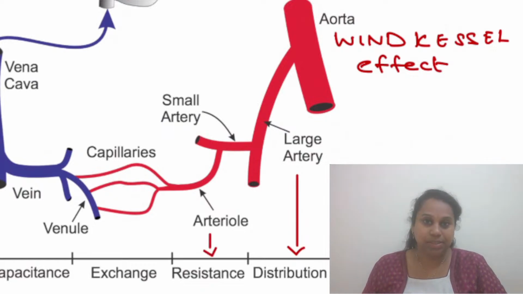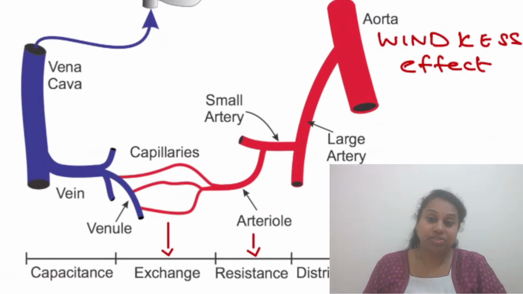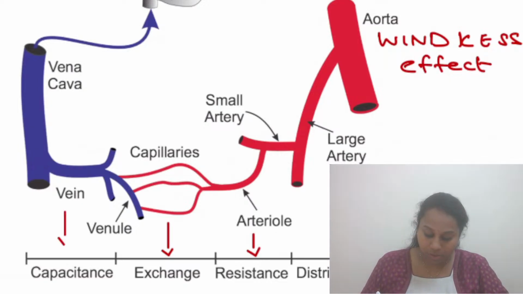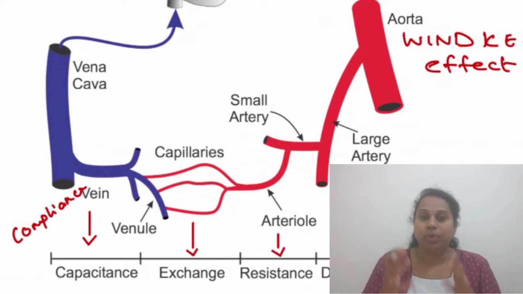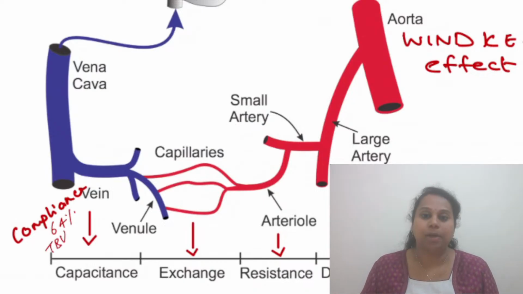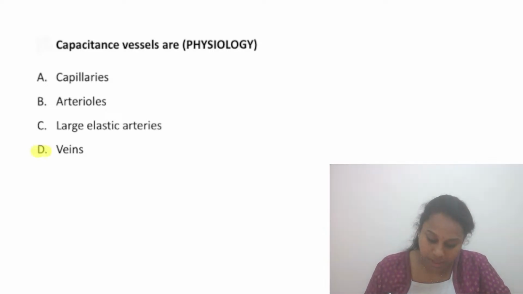Arterioles are called resistance vessels because they have smooth muscles. When smooth muscles constrict and relax, that gives a resistance. Capillaries are called exchange vessels because capillary fluid shift, the exchange happens at the level of capillaries. And veins are called capacitance vessels because veins have a huge compliance. Compliance means the property to stretch. Veins can stretch a lot and they can hold a lot of blood. At any point of time, 64% of total blood volume is present in the veins. So arteries are highly elastic, whereas veins are highly compliant. These are the different names given for the vascular system. So capacitance vessels are, yes, veins.